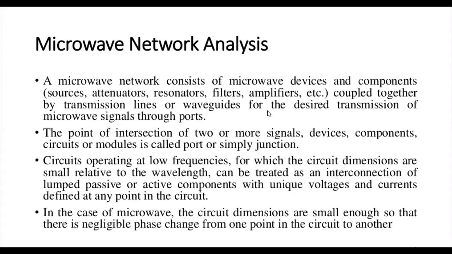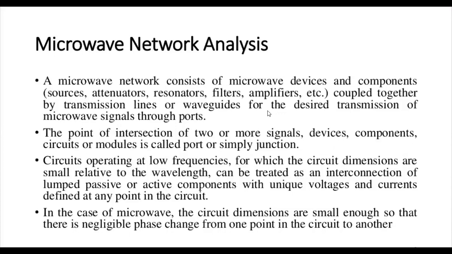So the point of intersection of two or more signals, devices, components, circuits, or modules, any signals which we take, or any devices which we take, any components which we take, the point of intersection of any of these is called a port, or we say it is simply a junction. So there is some point of contact happening between the signals or devices. That point of contact is called a port or simply a junction.